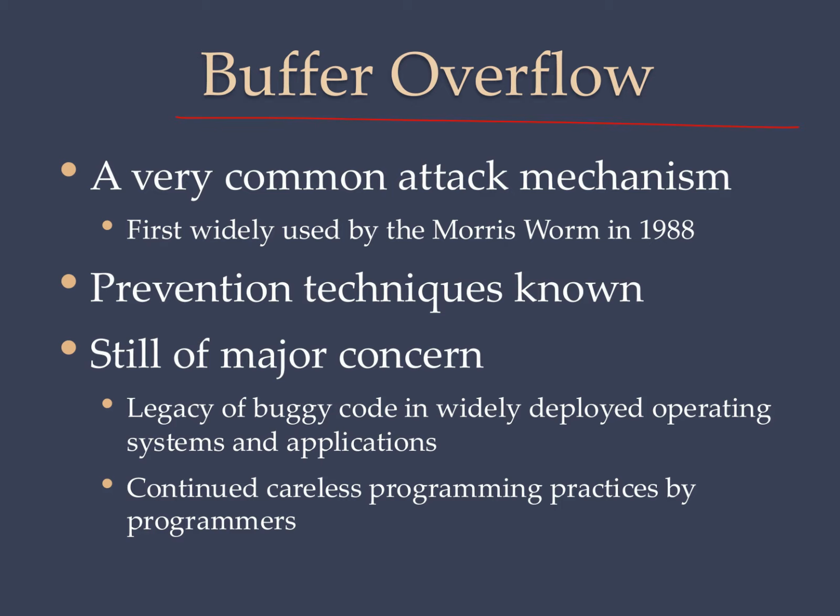The buffer overflow is still a very common mechanism. It was first widely used by, of course, the first worm as well, the Morris worm in 1988. And prevention techniques are known, but it is still a major concern. This is the legacy buggy code in widely deployed operating systems and applications. Legacy means that it is still legacy. I mean, we still discover buffer overflows after, let's say, 15 years of open source software development.